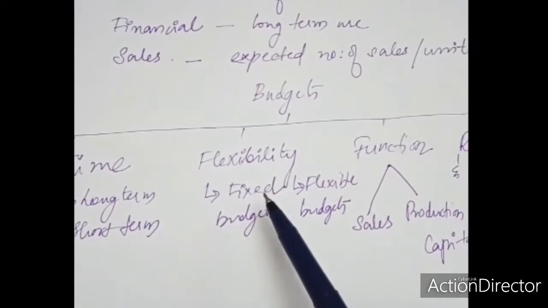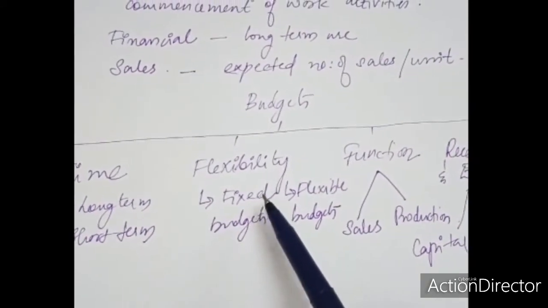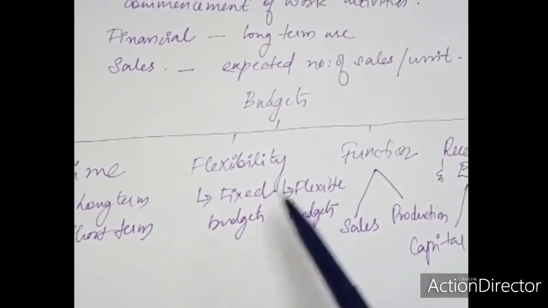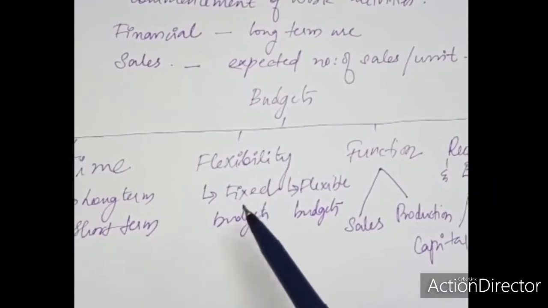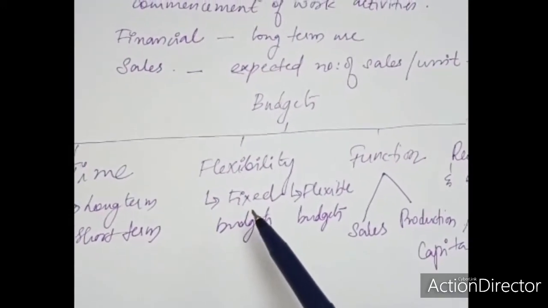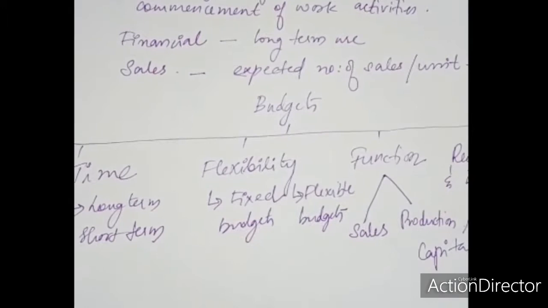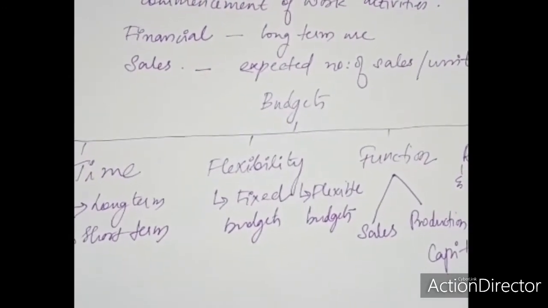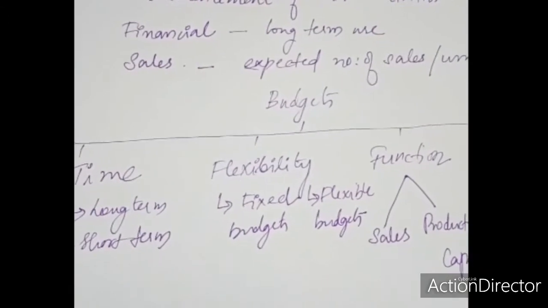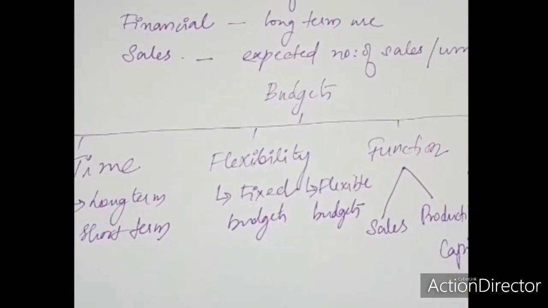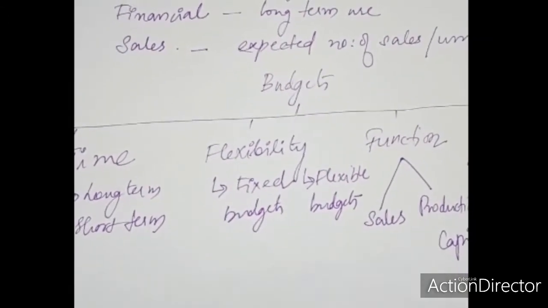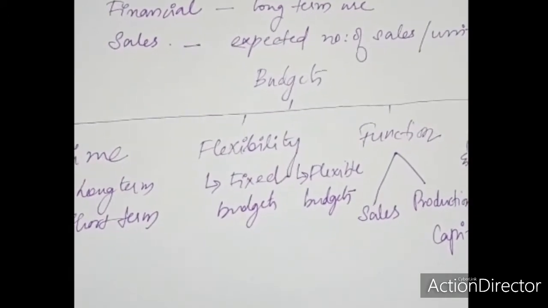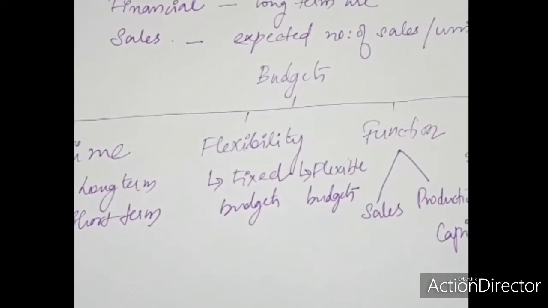When you go for flexibility, it's fixed budgets and flexible budgets. Fixed budgets are those which are prepared for a fixed or a standard period of time. They do not change with the change in the volume of activity. While flexible budgets are those which are developed with the objective of changing the budget figures as the situation changes. We have to change the budget also. So such budgets are called flexible budgets.